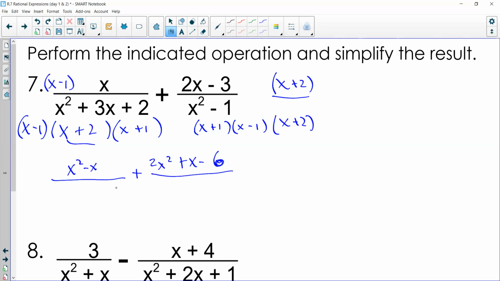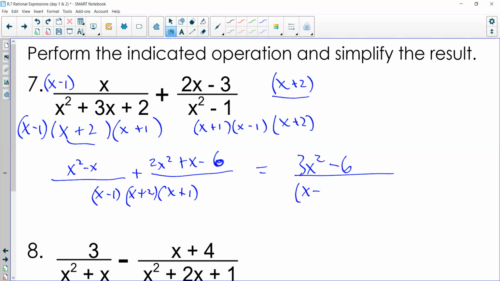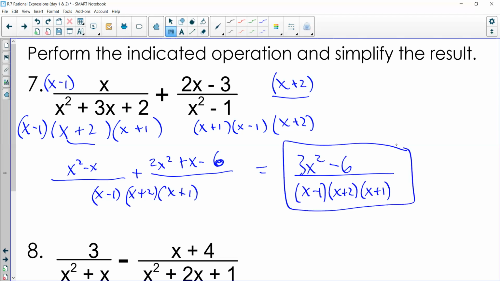Okay, and those are both over our common denominators. I'm just going to put these all together once as x minus 1, x plus 2, and x plus 1. All right, and then all I have to do is add the tops together and keep it over that common denominator. So on top, we have x squared plus 2x squared is 3x squared. Negative x plus x cancels, and then just minus 6. Okay, and then on the bottom, we're going to have x minus 1, x plus 2, and x plus 1. Okay, and that is how you would write your answer.